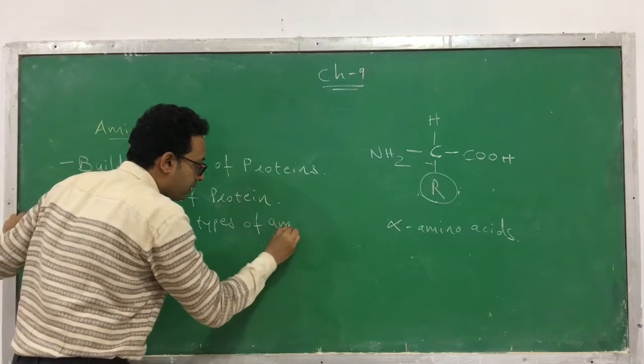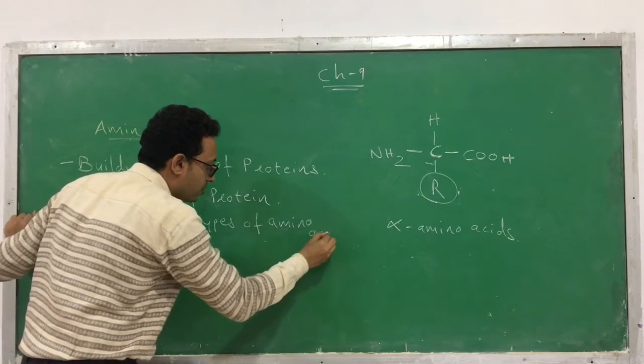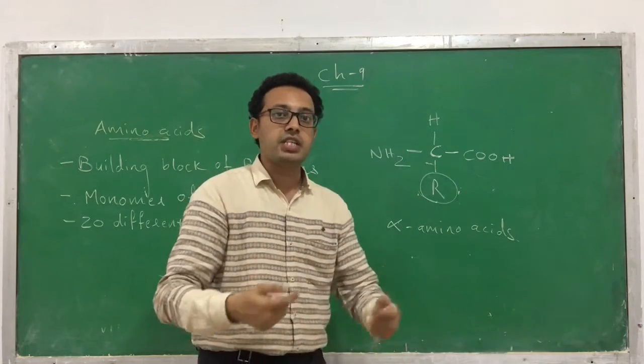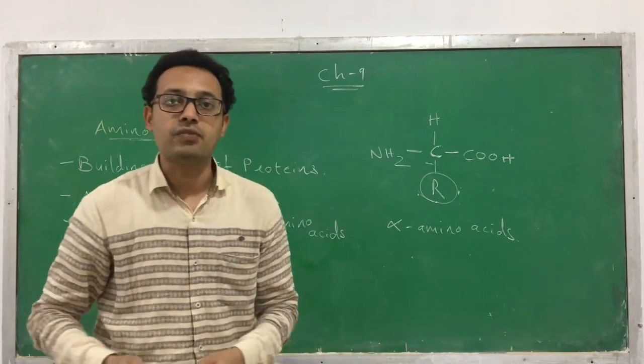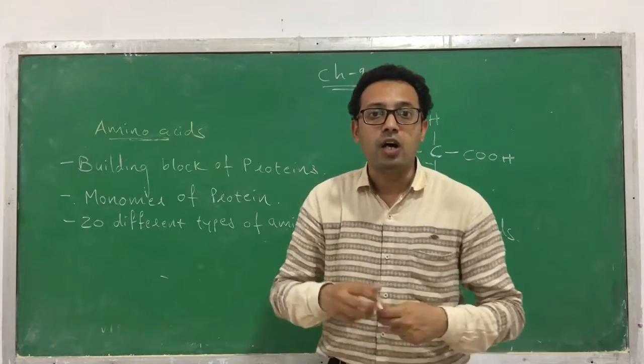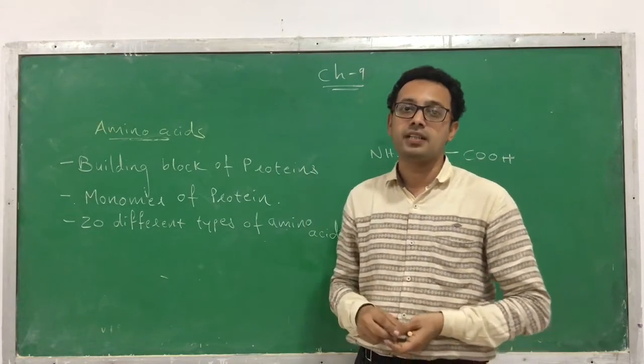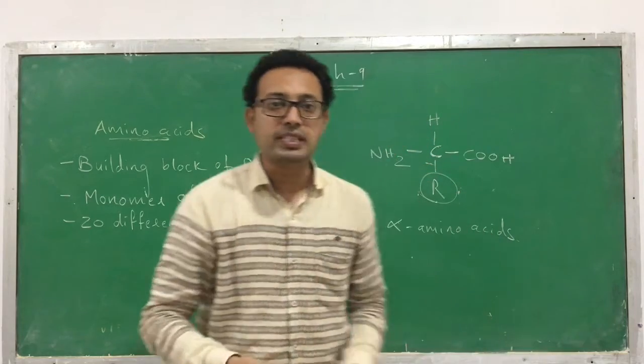Because we have a variation in the structure of this R, the R keeps on changing and that generates 20 different types of amino acid. In short, how many different types of amino acids do we have? We have 20 different types of amino acids. I will tell you a few examples.